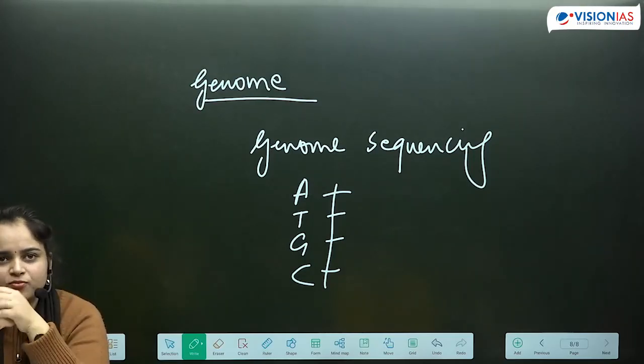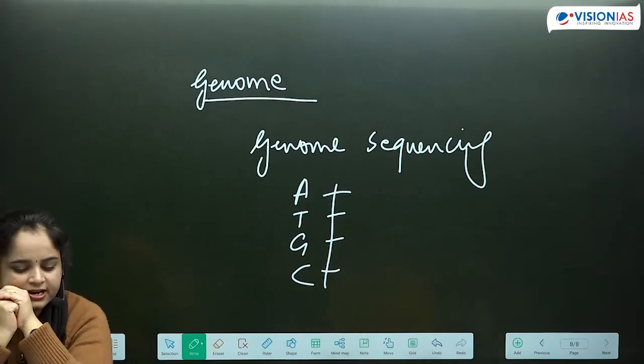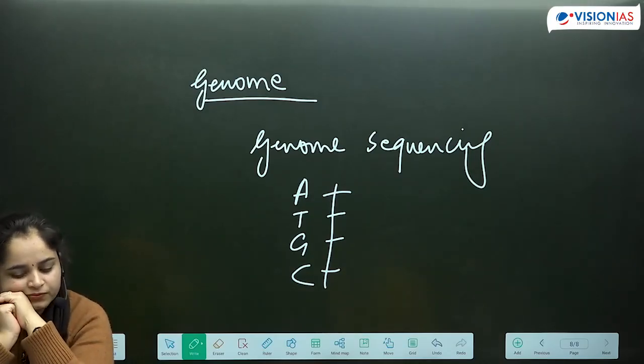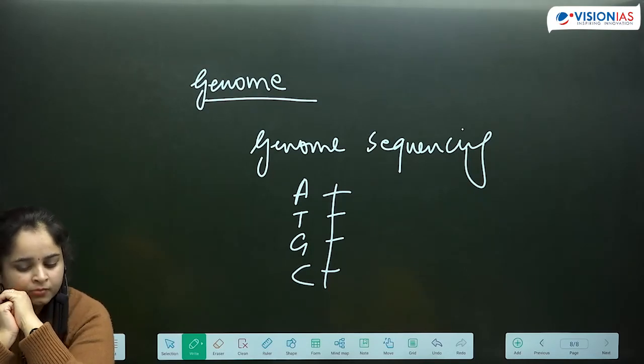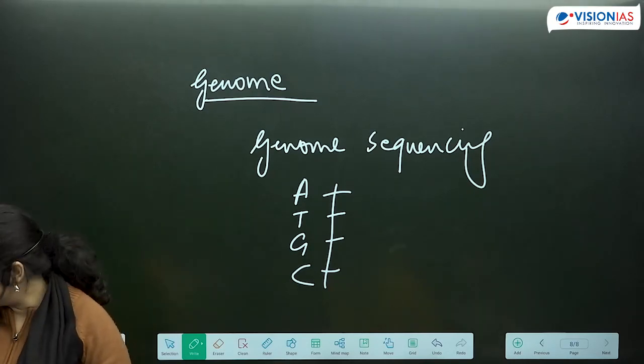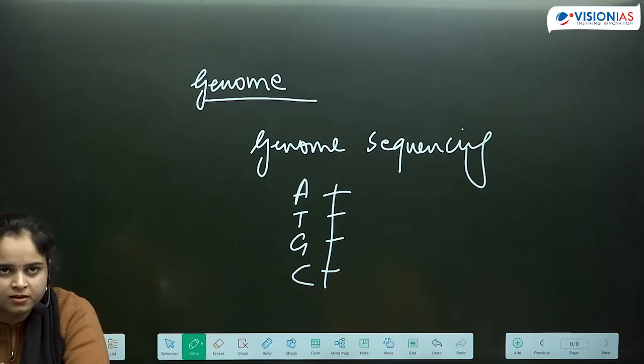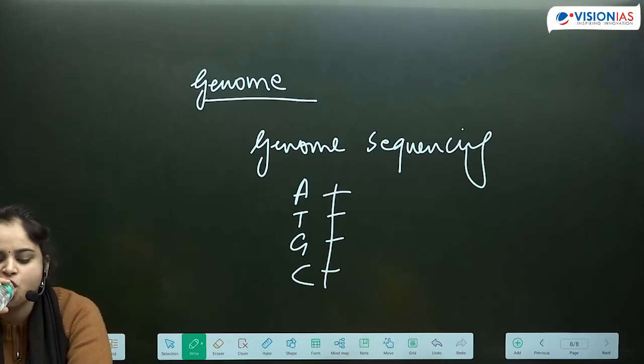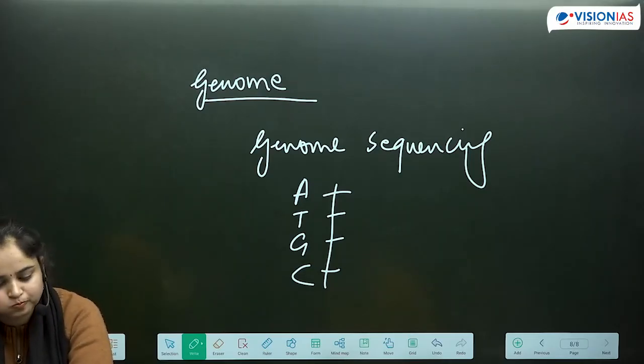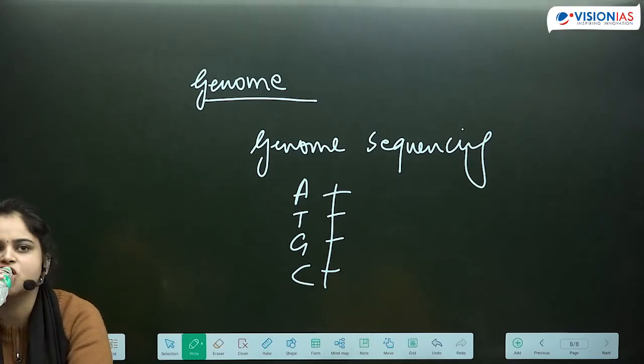Okay. Please write both these terms. First write genome. Genome. It is the complete set of DNA of an organism, which includes all the chromosomes and the genes.